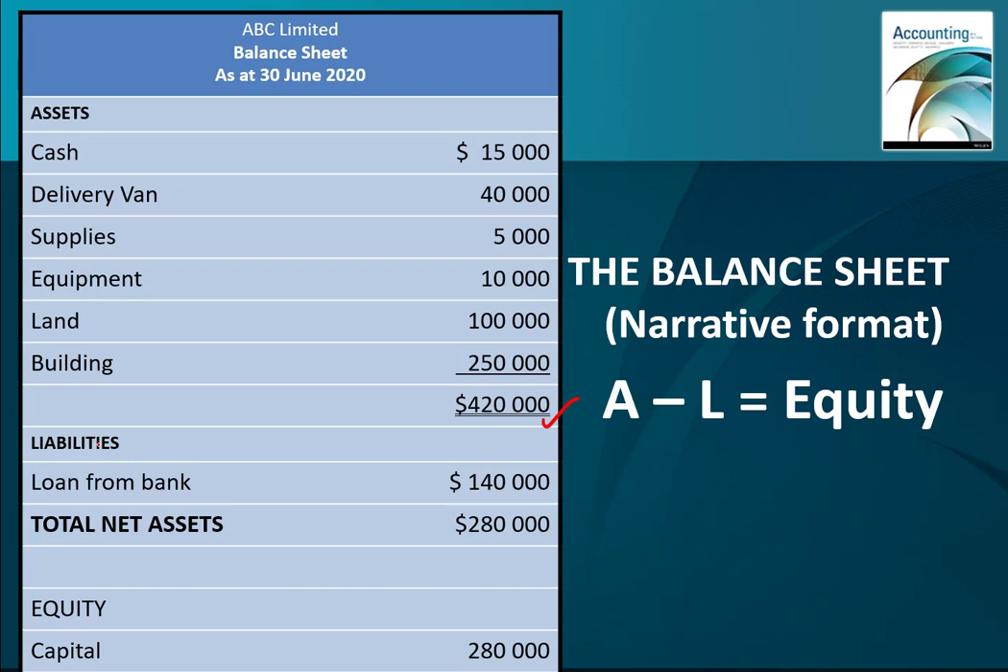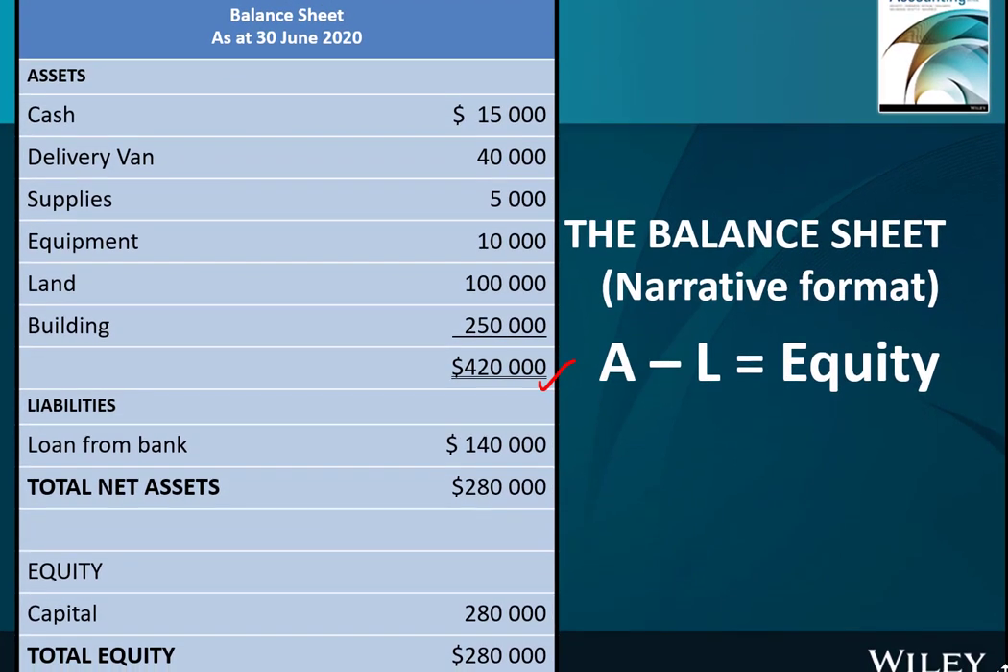And then we list all the liabilities. So we have loan from bank, and assets minus liability gives you total net assets. Total net assets is 280,000. This will be assets minus liability, which is equal to your capital. You can put here capital, Alex. Alex is the owner of the business, 280,000.